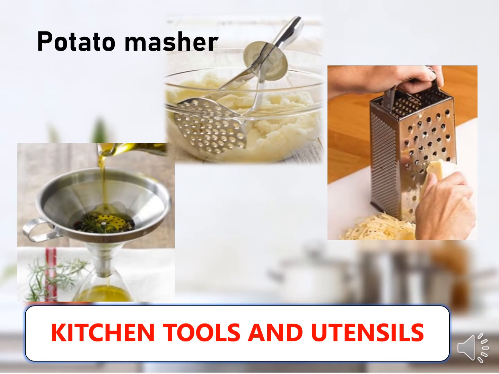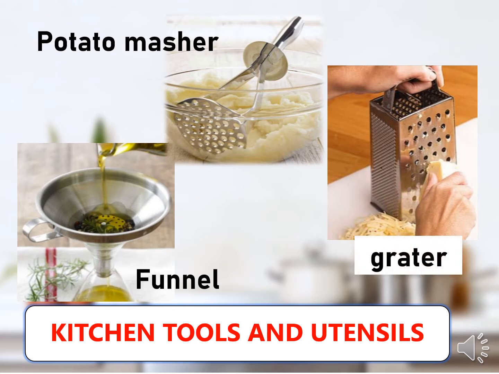We have here a potato masher, which is used for mashing cooked vegetables like carrots and potatoes. A funnel, which is used to fill jars to avoid spills. And a grater, which is used to grate, shred, and slice foods like cheese and carrots.